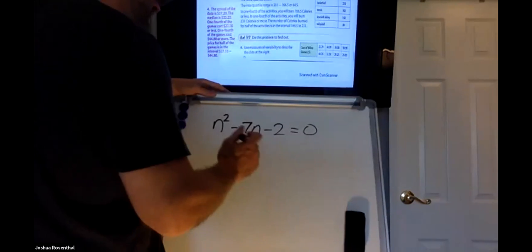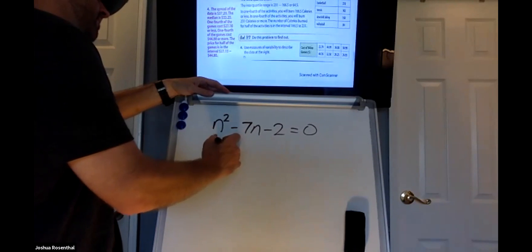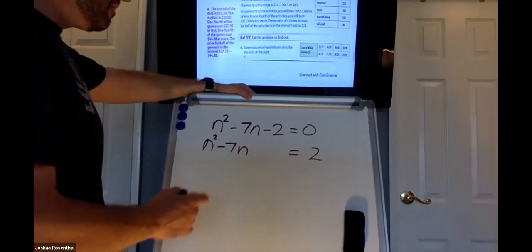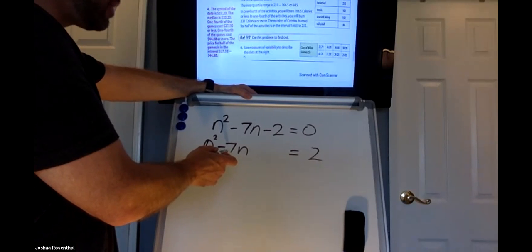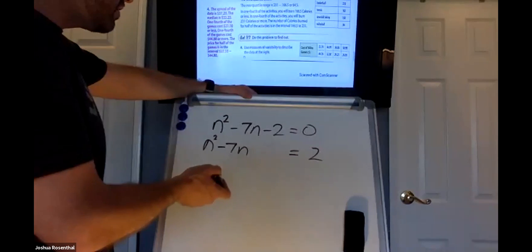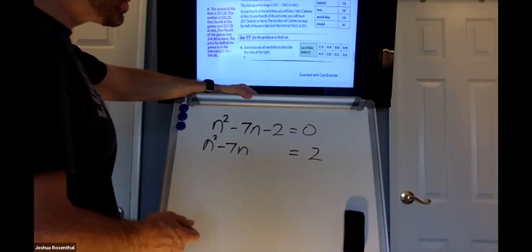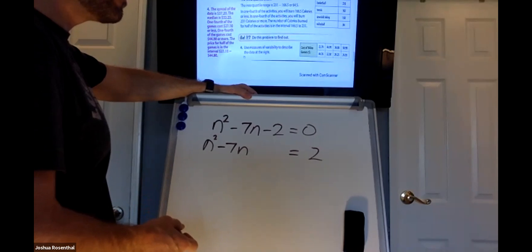Let me see. Okay, so I'm going to add 2. But on the answer key, it says that it's wrong. I don't know if there's something that I missed. Well, let's see. You're going to cut that in half and make it 7 over 2, which is 3.5. Or you can leave it as 7 over 2. And then when you square 7 over 2, what do you get? 49 over 4. So I'm going to add 49 over 4 to both sides.